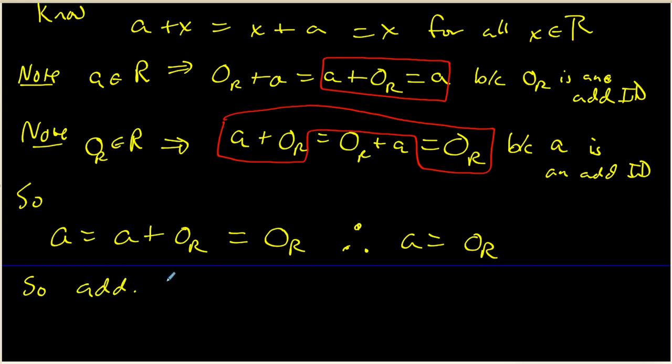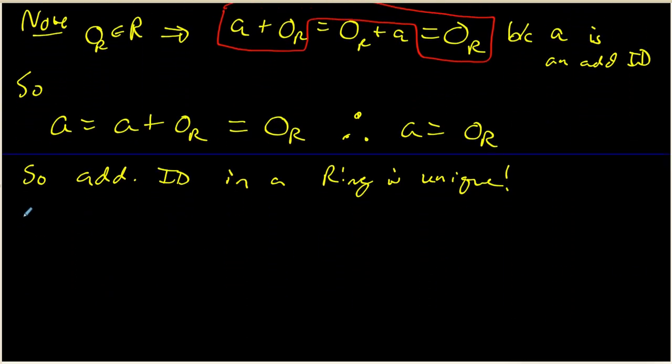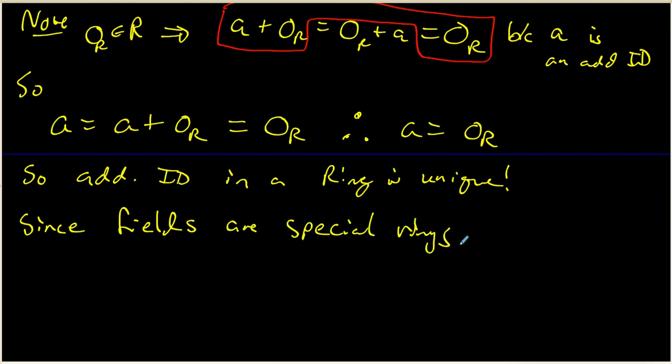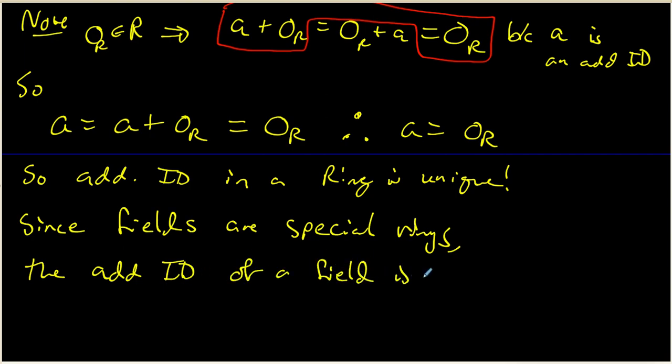additive identity in a ring is unique. Now, it's also important to realize that since fields are nothing more than a very special ring, we also know now that the additive identity of a field is unique.